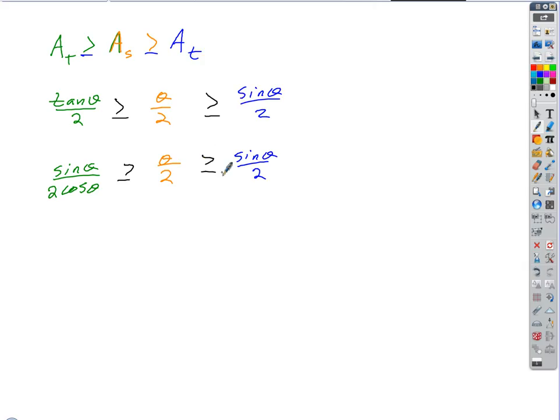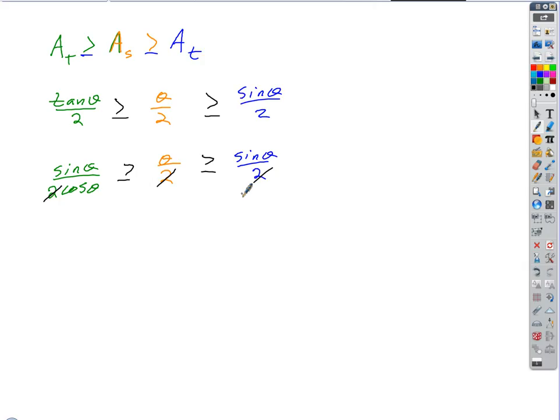Is there anything we could do here to maybe simplify this compound inequality? What can I do? Multiply everything by 2. If I multiply all expressions by 2, I preserve the order though, right? Everybody agree? Okay, that's convenient, we could do that. Now I'm going to do something a little weird. Let's go ahead and divide each one of those by sine theta.